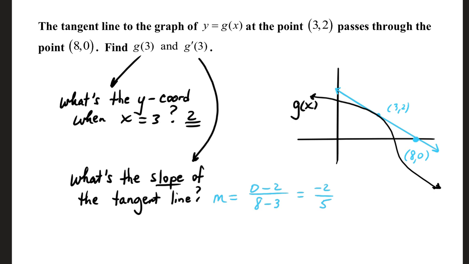You can also compute slope using the college algebra formula, y2 minus y1 over x2 minus x1.